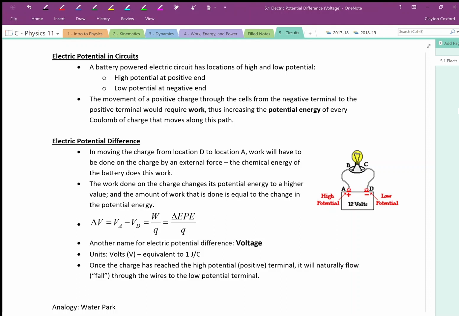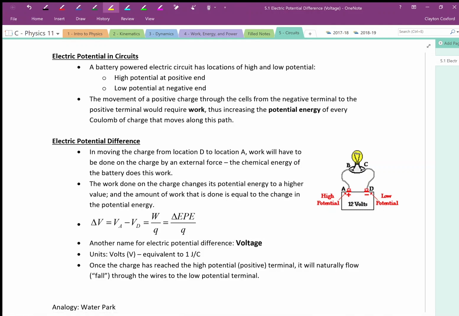So now when we are looking at a circuit, and specifically we're going to start looking at a battery powered circuit. They're the easiest to draw, easiest to understand. So a battery powered circuit will have locations of high potential and locations of low potential. And if we see here on this diagram, we can see labeled on this battery, a nice big chunky 12-volt battery, there is a location of high potential and a location of low potential.